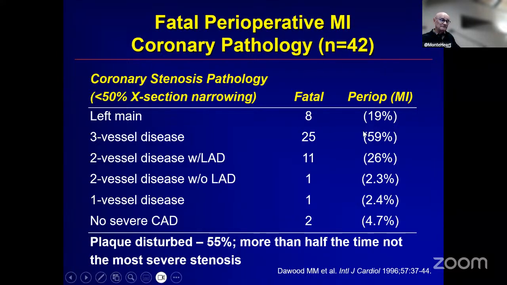20% had left main, 60% triple vessel, most of the rest 2 vessel with proximal LAD. Most of them were identifiable pre-op. These are the same patients we're trying to find in our clinic, aren't they? They have advanced disease. And with symptoms, we should probably do something.